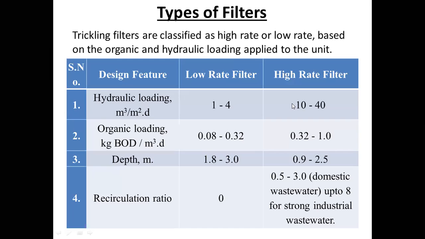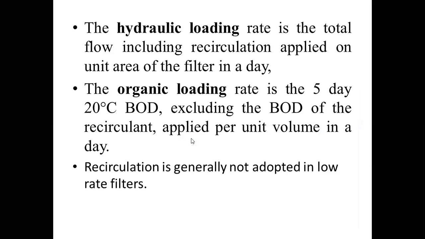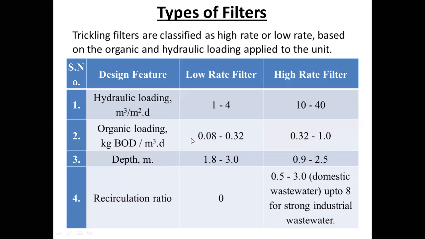There are two types of trickling filters, basically the low rate trickling filter and the high rate trickling filter. Low rate trickling filter is also known as the conventional type of trickling filter, and high rate trickling filter is a modern type of trickling filter. The detailed difference we are going to see in the next chart, so I will just read and leave it. Hydraulic loading in meter cube per meter square per day: for a low rate filter it should be 1 to 4, and for a high rate filter it should be 10 to 40.